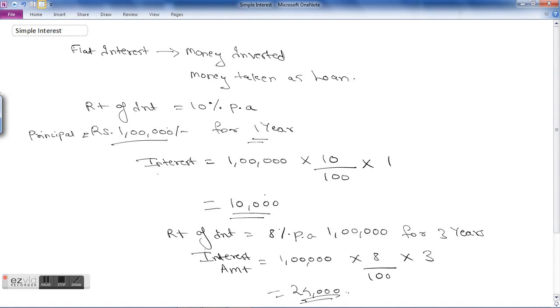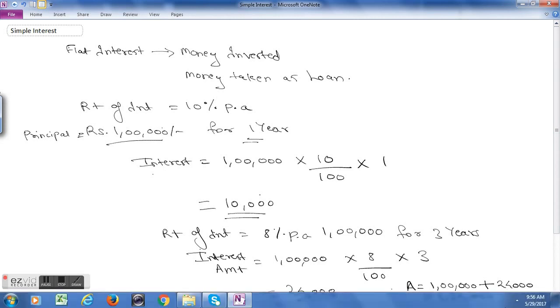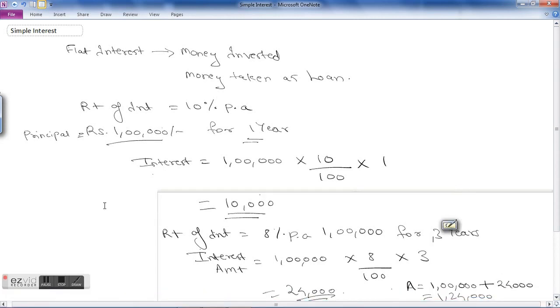Now when you withdraw the amount after the end of 3 years, the total amount received will be your principal amount, that is the money you invested initially, plus interest, that is 24,000. So it comes to 1,24,000. Now we'll see the formula for calculating simple interest, and we'll understand the logic behind this formula.